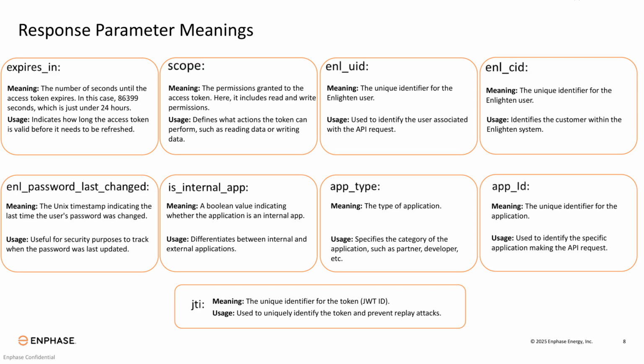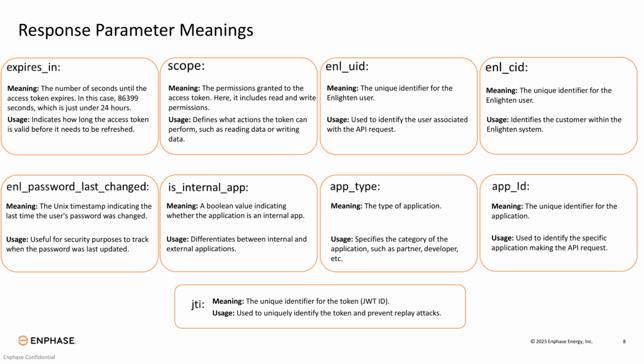Similarly, the ENLC ID is the customer ID that is associated with the Enlighten account. This resource identifies the customer within the Enlighten system. ENL password last changed is the Unix timestamp indicating the last time the user's password was changed. For security purposes, it is useful to assist in tracking when the password was last updated. The IS internal app will display the Boolean value. This indicates whether the application is an internal or external app.